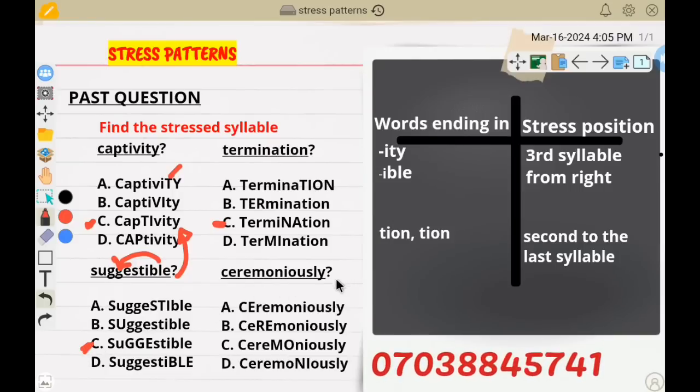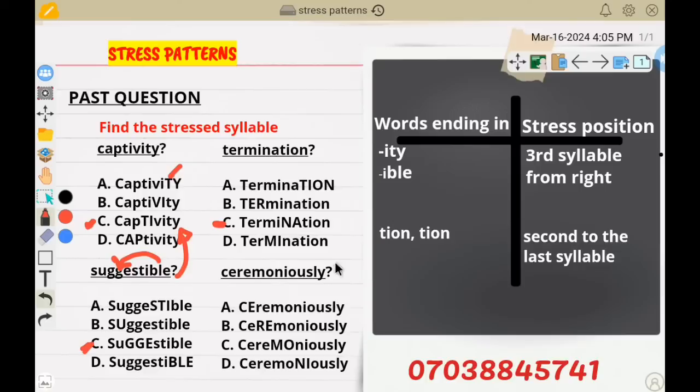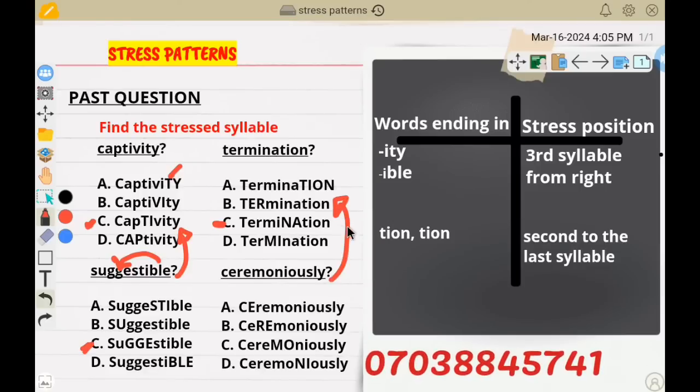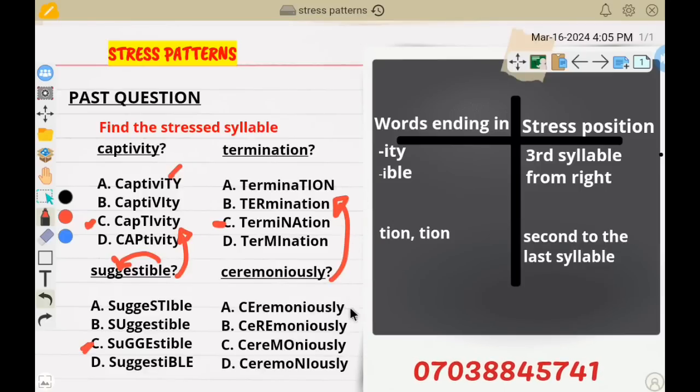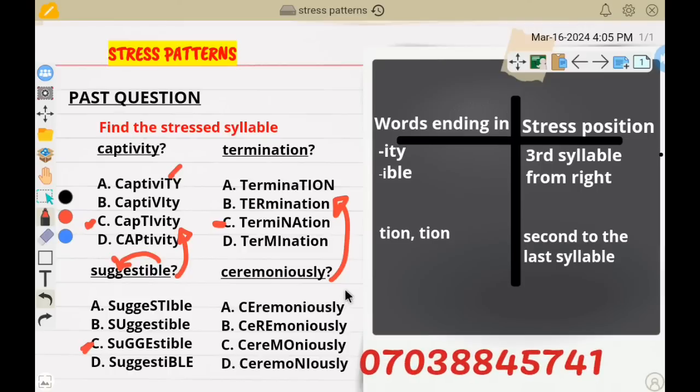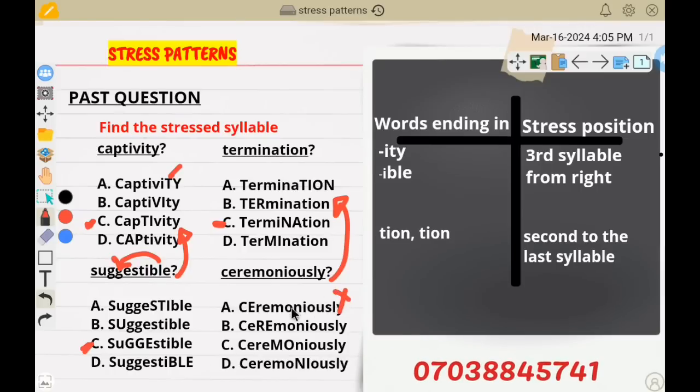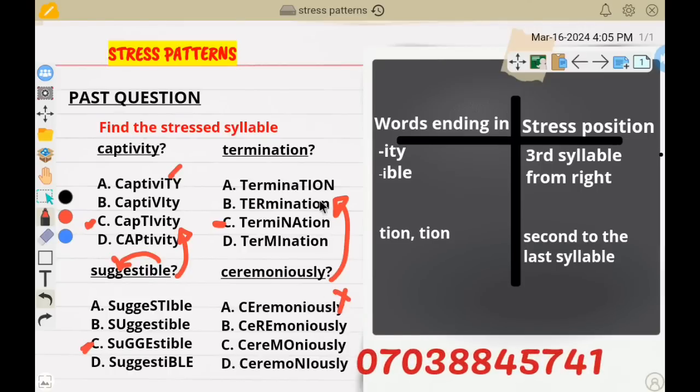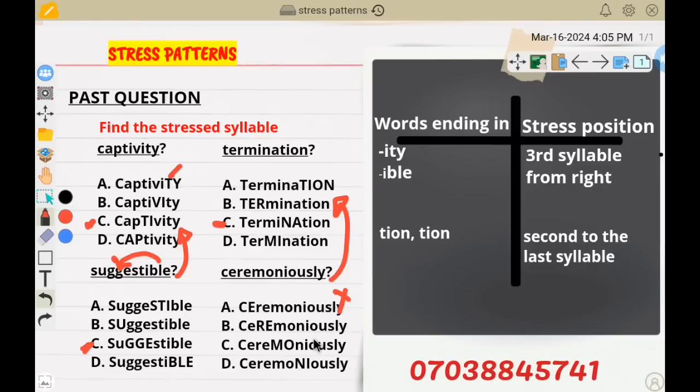Then ceremoniously is ending in ous. It has the same rule as this one, like we discussed in the class. But there's a suffix here, ly. It doesn't affect the placement of the stress syllable. So just look for the one that is before the last, the penultimate syllable.